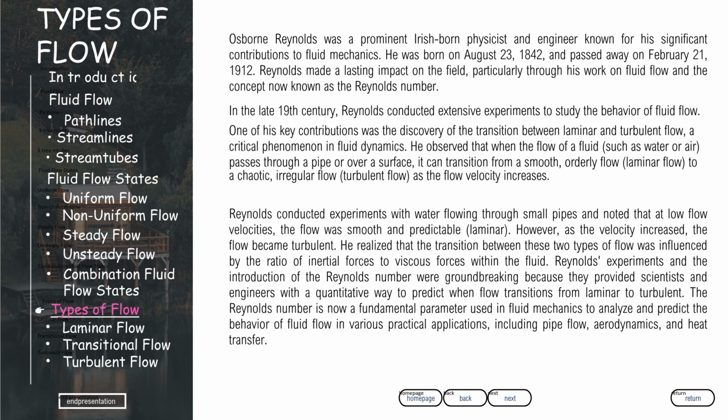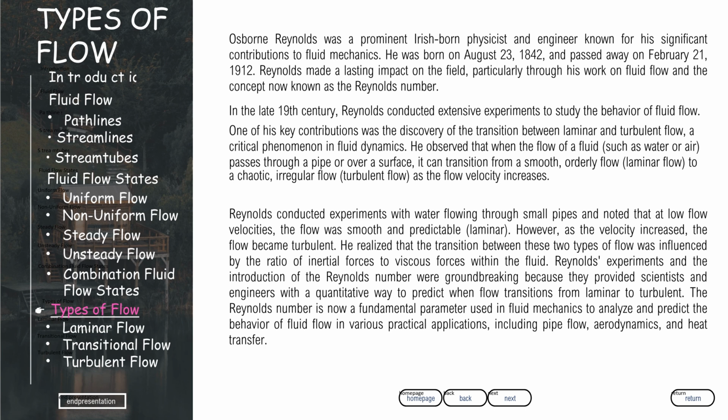Reynolds conducted experiments with water flowing through small pipes and noted that at low flow velocities, the flow was smooth and predictable, laminar. However, as the velocity increased, the flow became turbulent. He realized that the transition between these two types of flow was influenced by the ratio of inertial forces to viscous forces within the fluid.